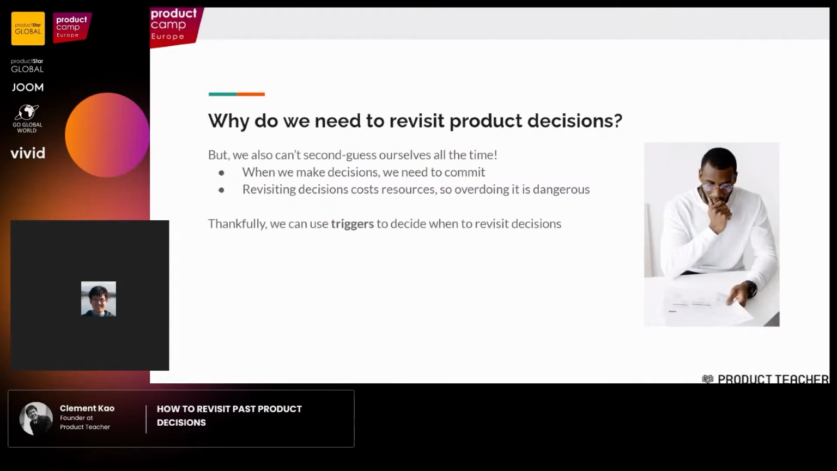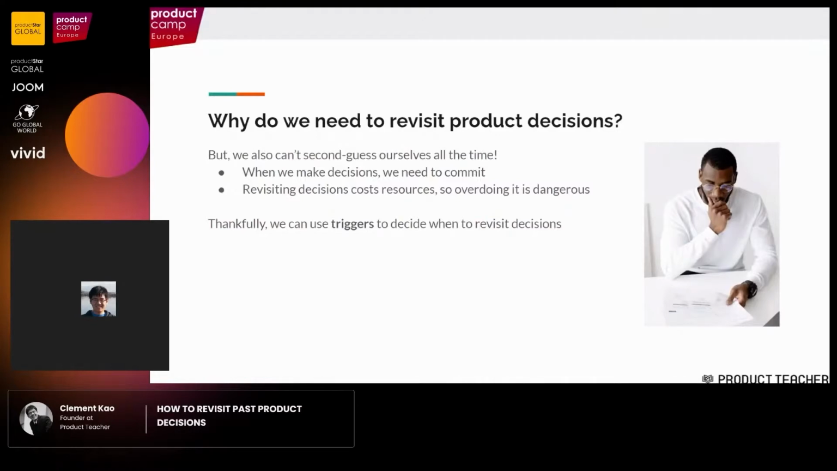And we need to commit. Every time we revisit some decision, every time we become indecisive or we need to look back, that can create all of this thrash, and that can cause our customers to lose confidence in us. That can cause our stakeholders to lose confidence in us. And so we can't just revisit decisions all of the time for any type of decision, because that can be dangerous. It costs resources and it costs confidence.